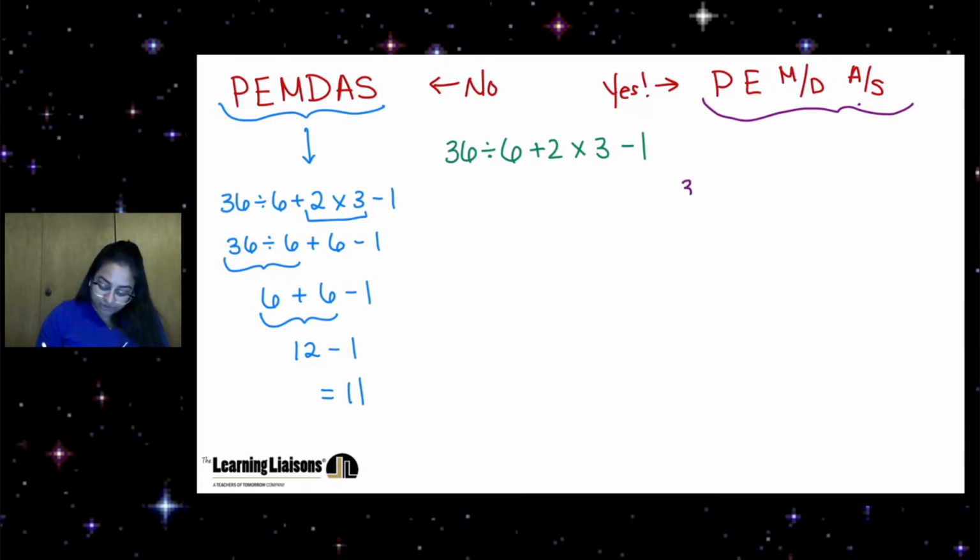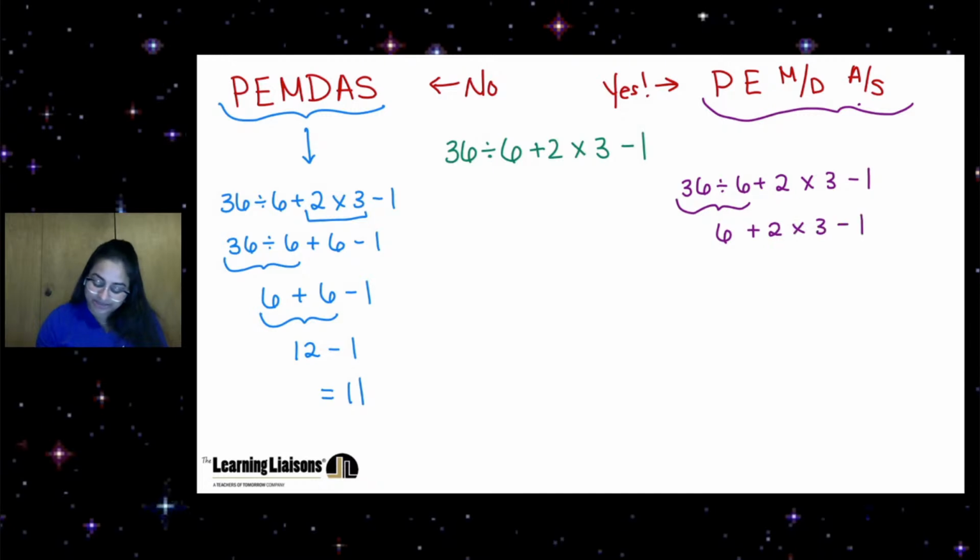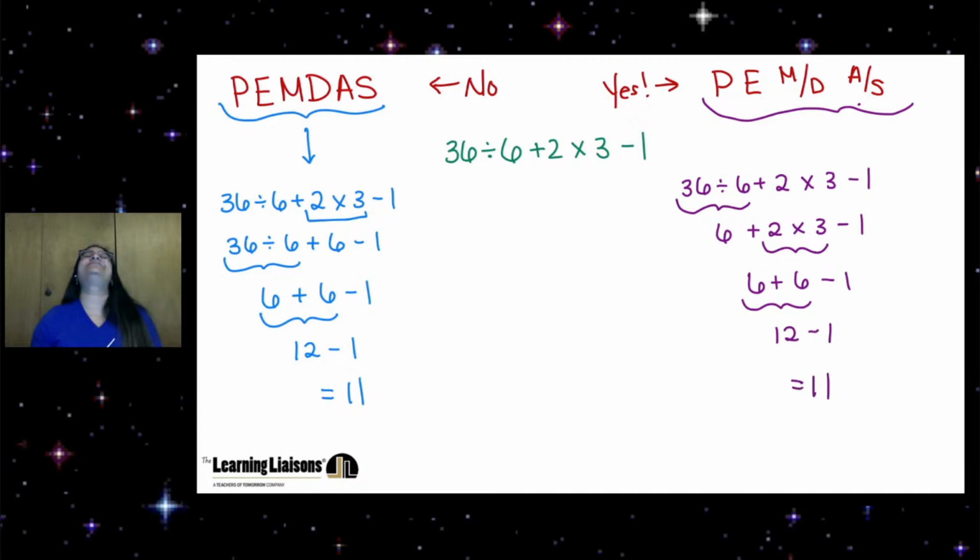So I'm going to start with 36 divided by 6 plus 2 times 3 minus 1. I really hope this is one of those flukes where they end up being the same answer. I'm going to divide first. 6 plus 2 times 3. It's going to end up being the same answer probably. 2 times 3 is 6. This is a bad example. And they both equal 11. I'm sorry. Okay, hold on. Bad example. I know. I'm coming up with this question off the top of my head.